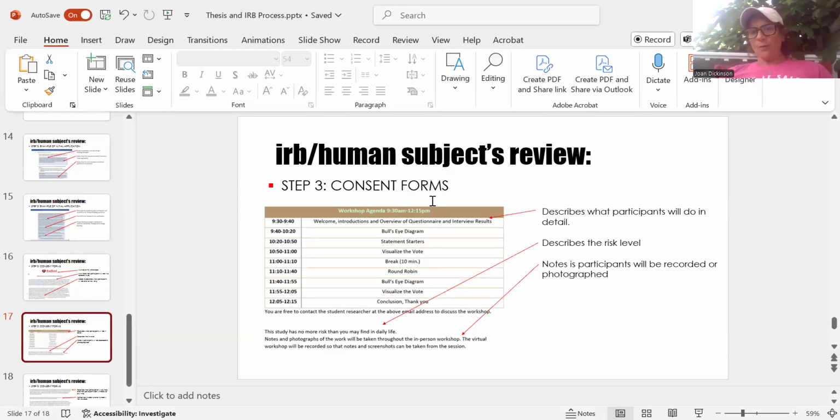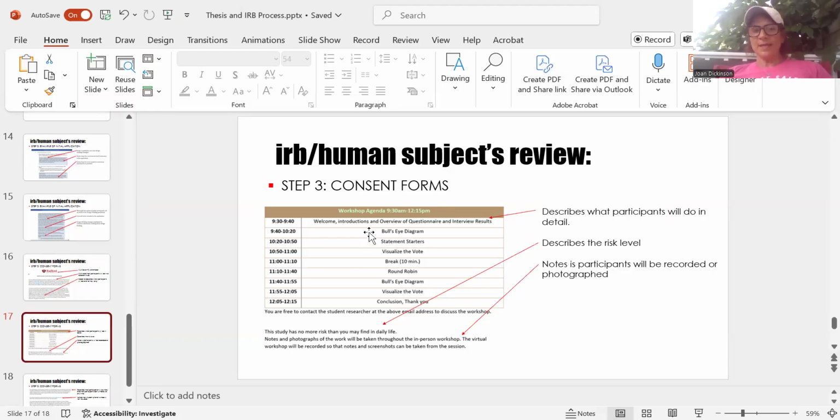Again, consent form. Here you can see this person in their consent form, they put the actual workshop agenda in the consent form with the times. They listed out all of the design thinking strategies, and then in the consent form, they're going to explain exactly what these strategies are.